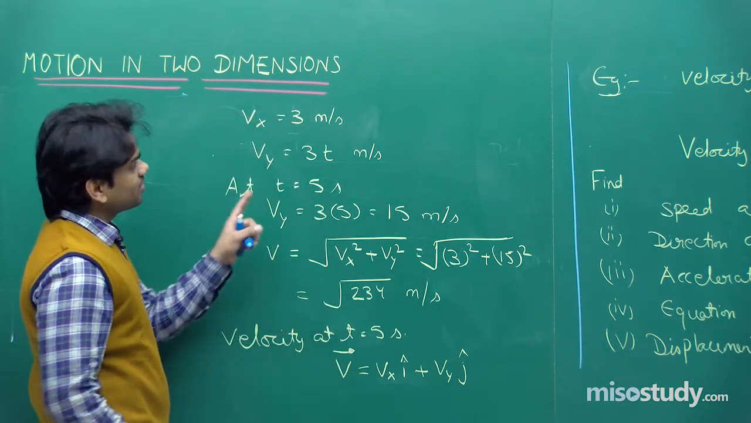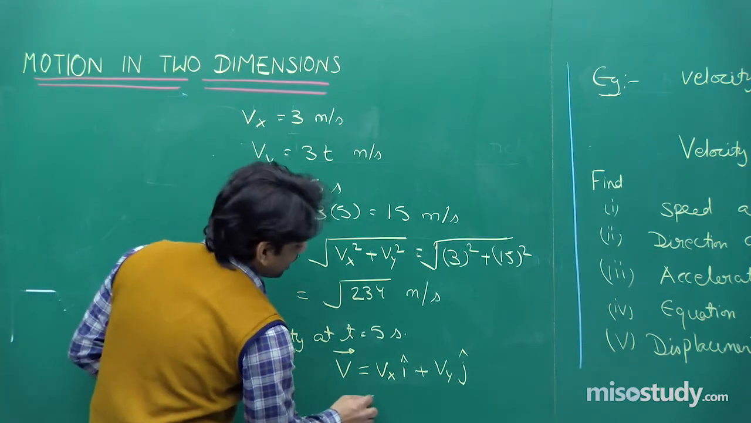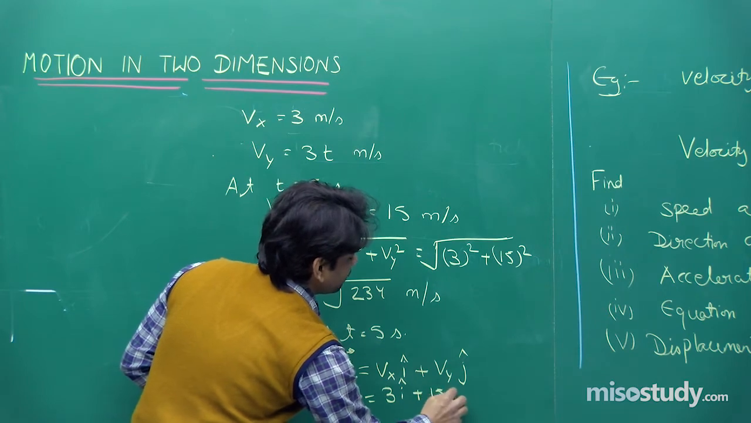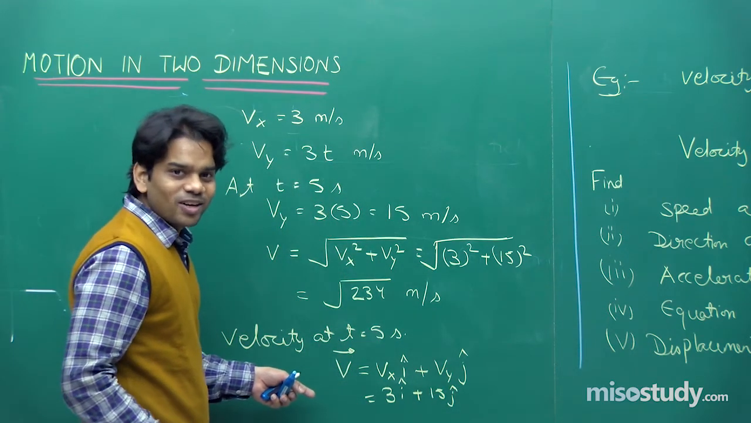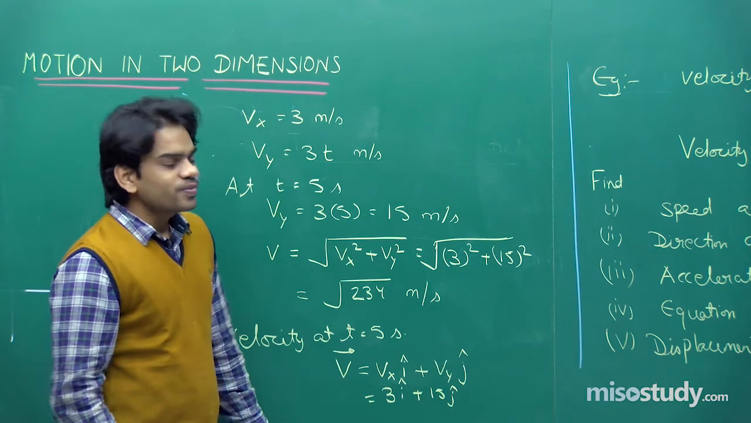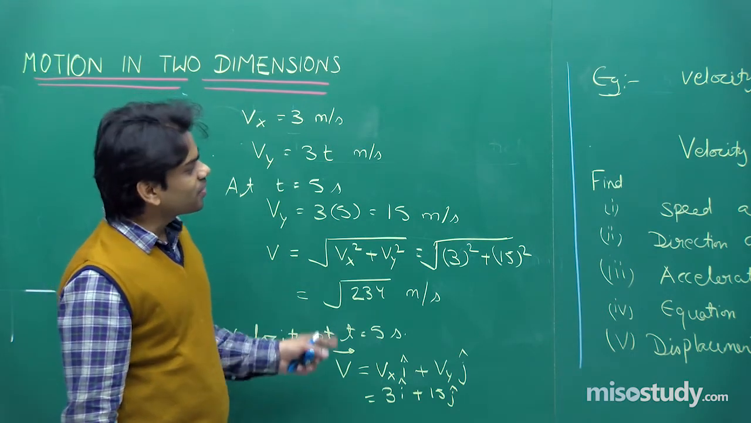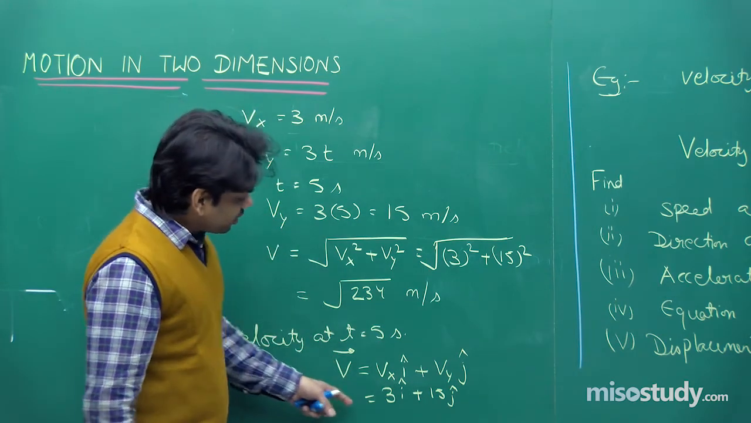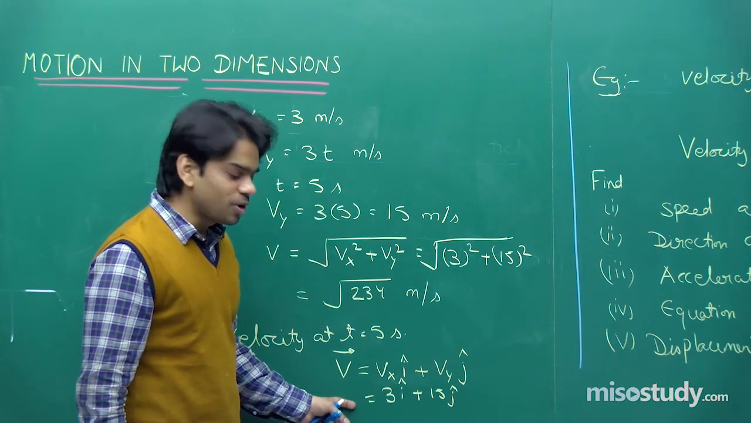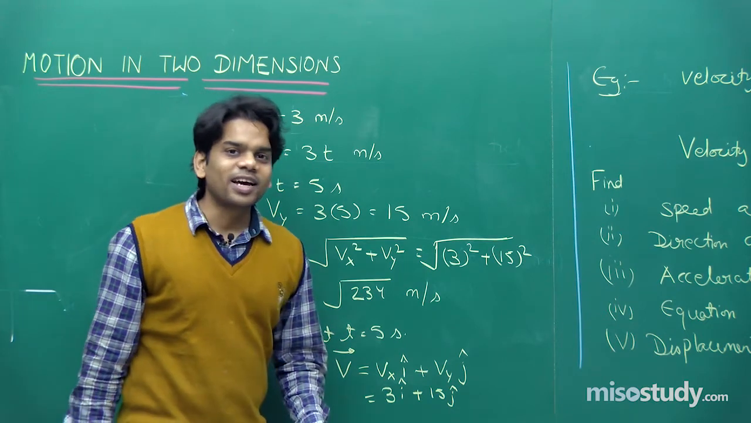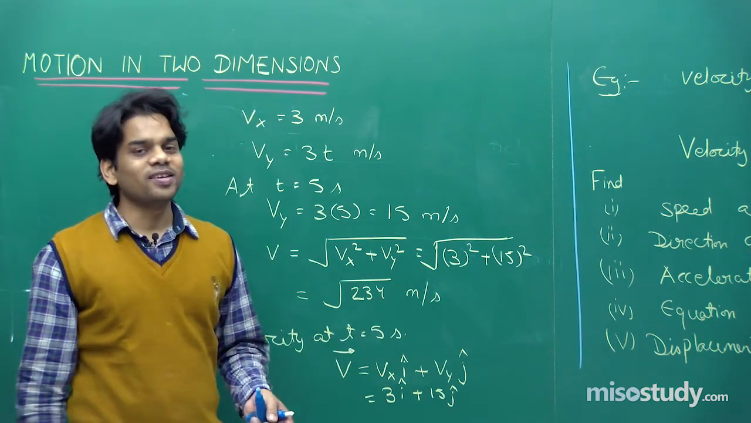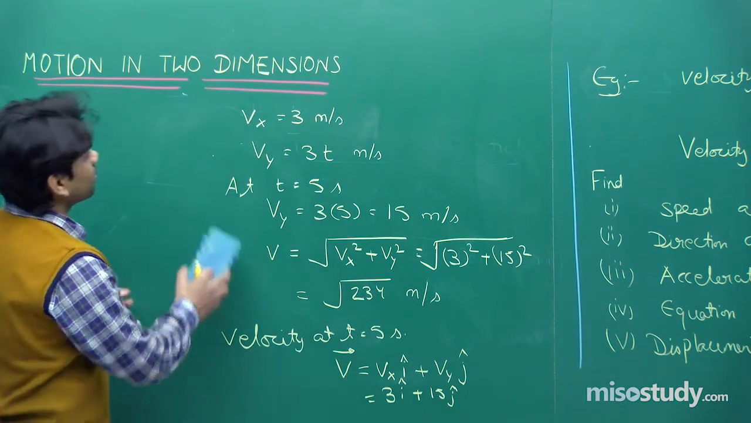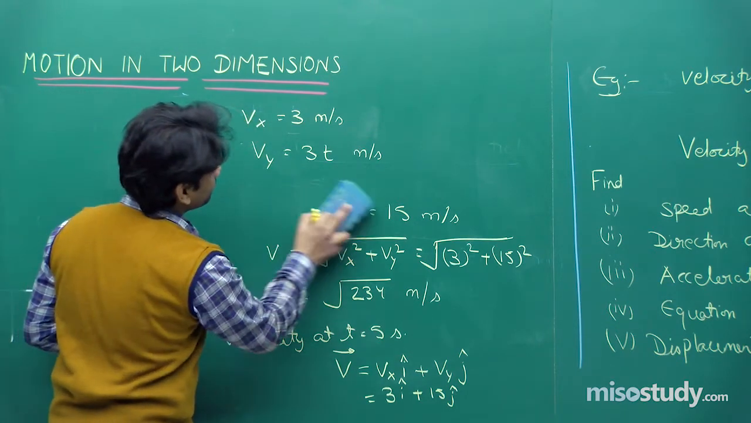Now you see here Vx is 3 and Vy is 15. So 3 i cap plus 15 j cap. I believe that you all can see till here. Now after this we are required to find the direction at t equals 5 seconds. The direction is already hidden in this information. You can easily find the direction, and yes, you have got the right idea which you are thinking. It's tan inverse of Vy by Vx. Hope you have noted this down.